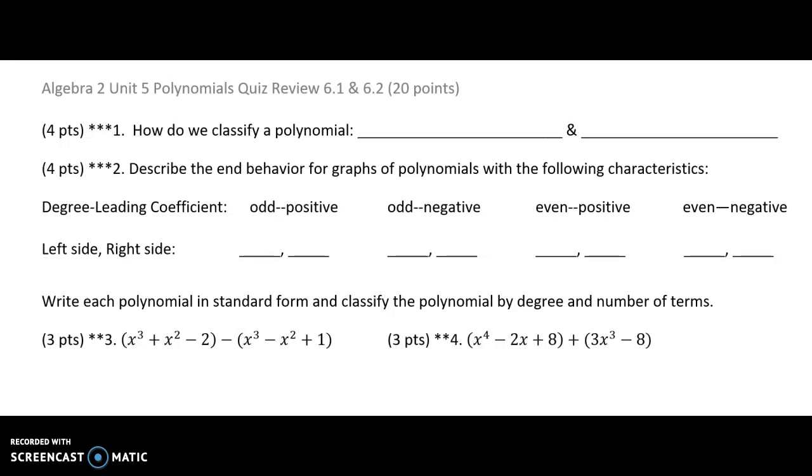So our 3 stars: how do we classify a polynomial? We classify by degree and by number of terms.